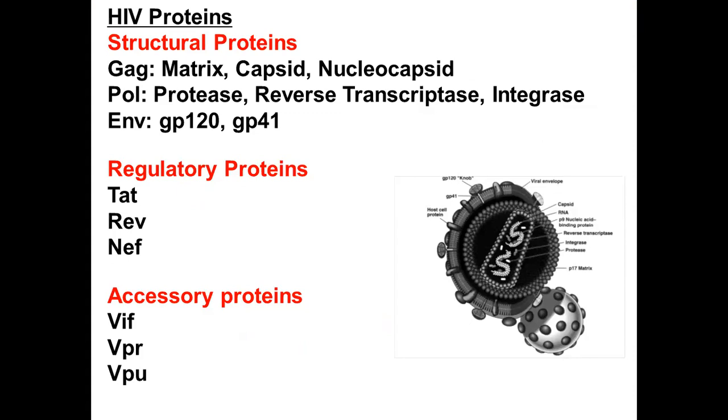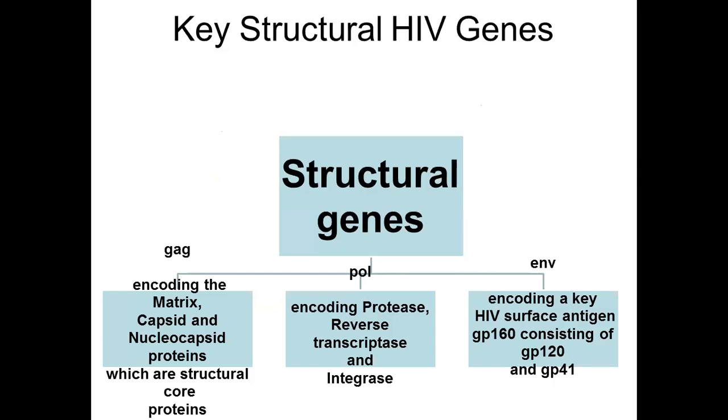In your MCQs, you can be given a few names of the proteins. Among these, you have to decide the regulatory proteins and accessory proteins. Okay, this is a pure memory question. Among the structural proteins, you should know that there are three main structural proteins: gag, pol, and envelope. Now, gag encodes the matrix and capsid, which are structural proteins, while pol encodes protease.